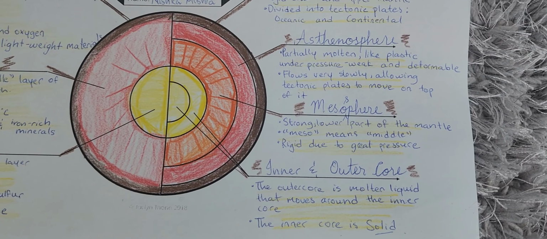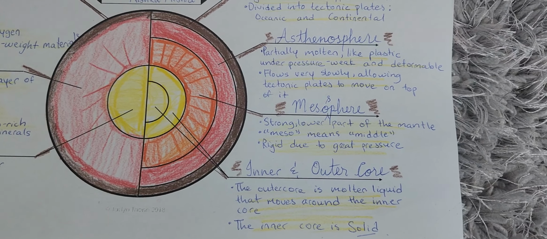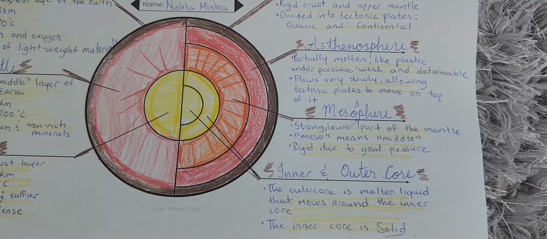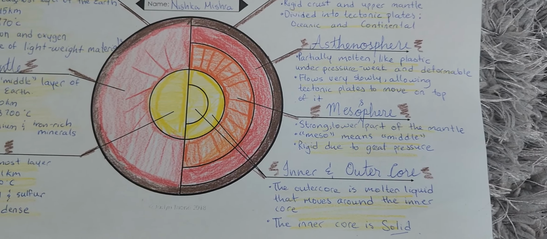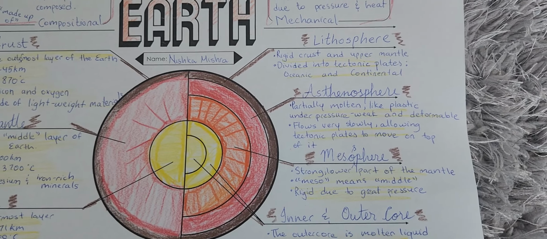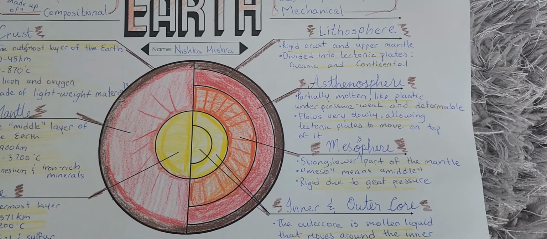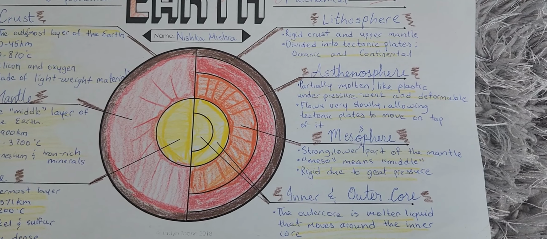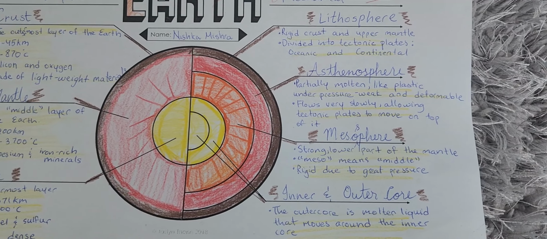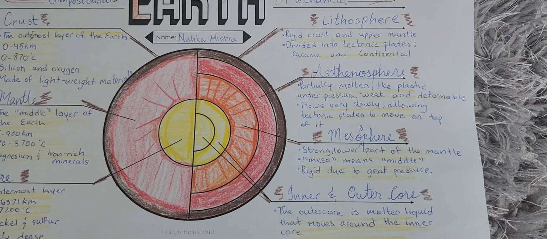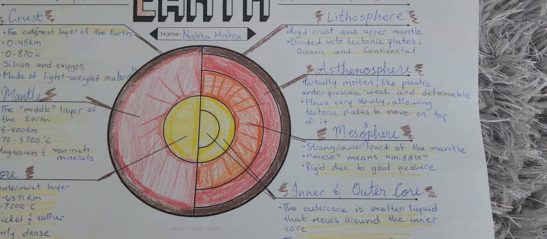The mesosphere is the strong lower part of the mantle. Meso means the middle. This is rigid due to great pressure. So what we can see from at least these three layers is that the more inside you go in Earth, the more the pressure increases. Now, convection currents, which is something we'll see later, occurs in the asthenosphere and the mesosphere.